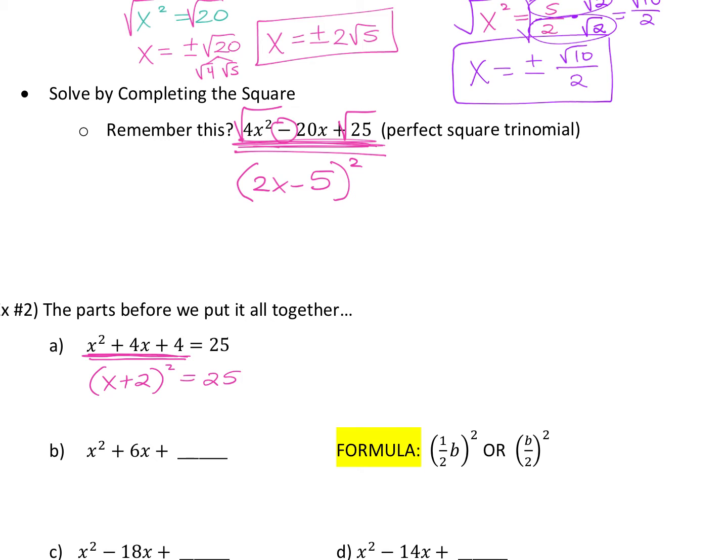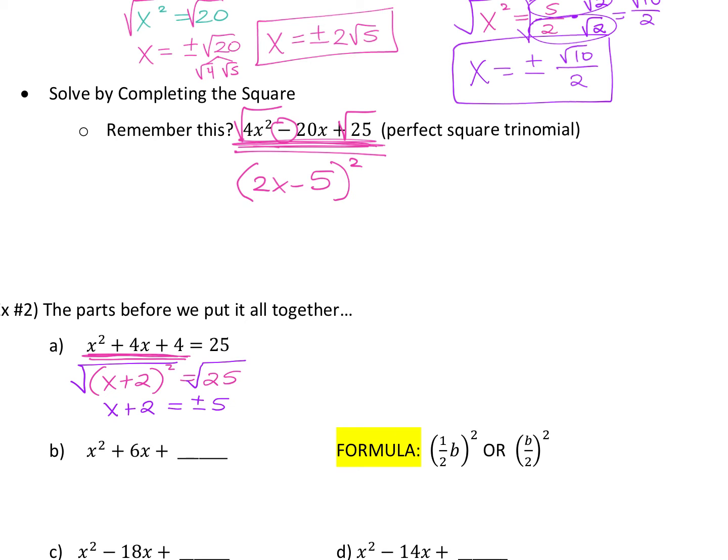Okay, now if I want to solve that, something squared equals 25. When that something over here is a perfect square, I could square root both sides, right? Just like we did in the last stuff, solve by square rooting. I could square root both sides, and I would end up with x plus 2 equals what? 5. Or negative 5, right? Equals plus or minus 5, okay?